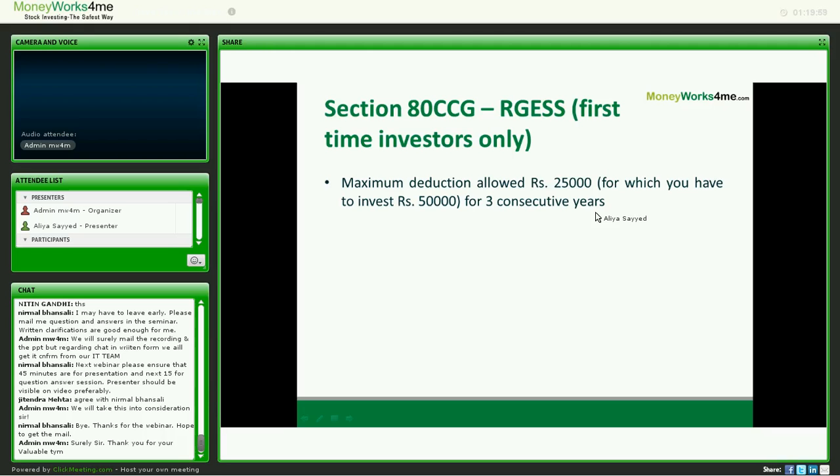Okay, so RGESS again is equity linked. It is the Rajiv Gandhi Equity Linked Savings Scheme. So basically, through RGESS, you can invest in the equity markets directly. You can invest a maximum amount of 50,000 in equities directly, but it should only be in CNX 100 or BSE 100 stocks. And you can also invest in certain mutual fund and ETF schemes that are eligible for RGESS deduction. So, like I said, this is for first-time investors.